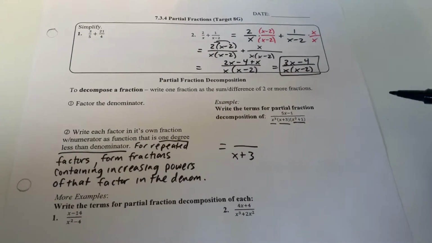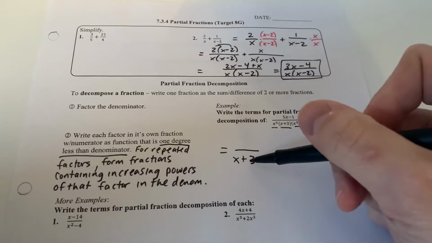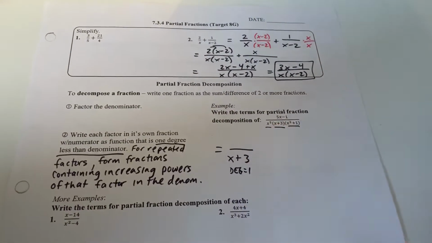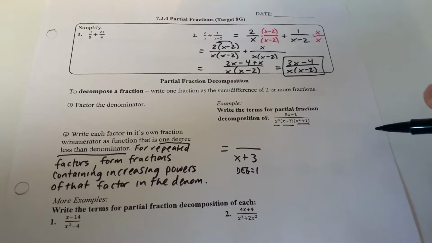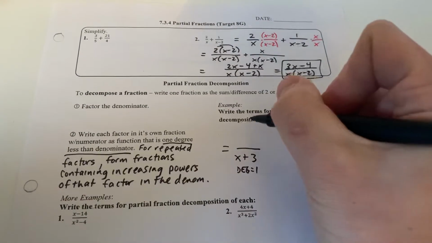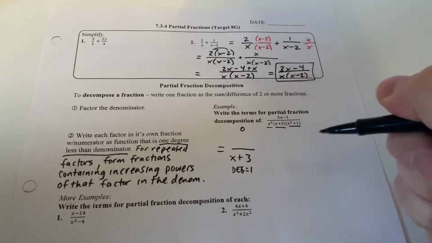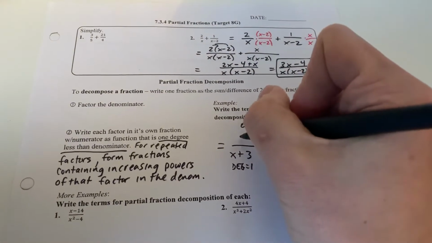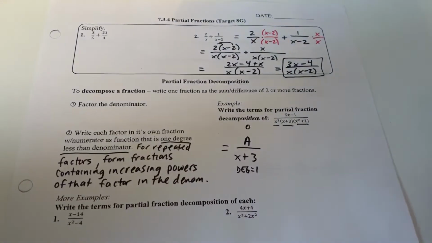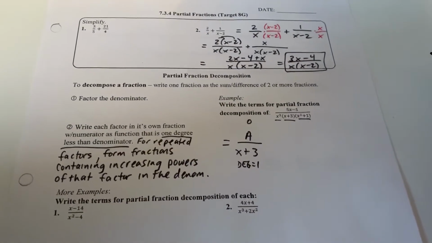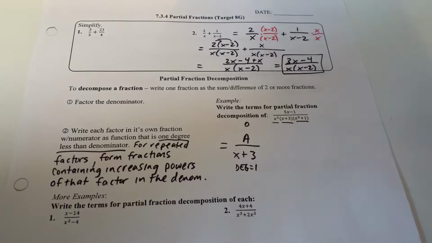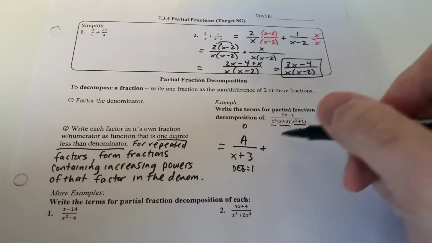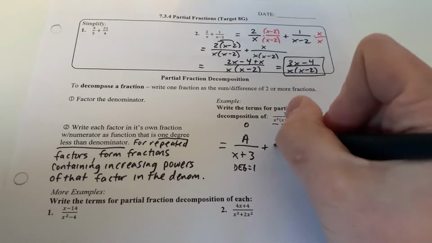I ask myself, what's the degree of the denominator? The degree here is 1. So the degree of the numerator should be 1 less than that, which would be 0. So 0 is just a constant. I'm just going to put a variable there, and we usually go in alphabetical order. I'm going to put a there, and it'll just be a number when I actually find it on the back side. So plus, and then we're going to go to x squared plus 1.